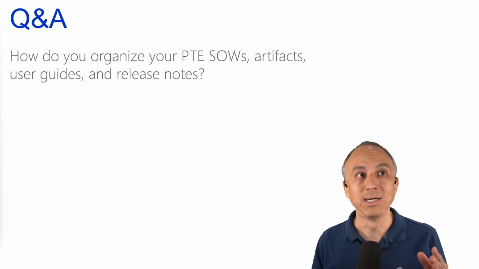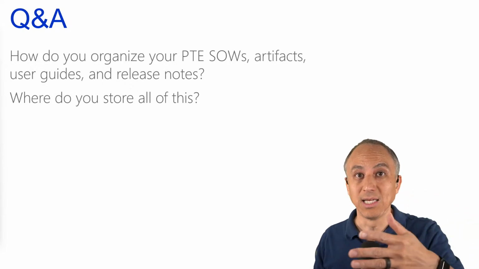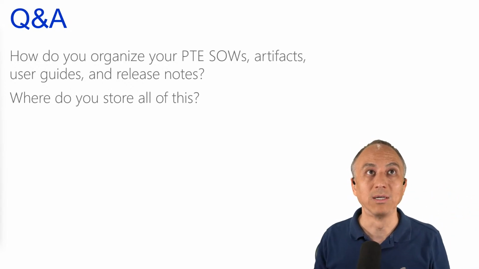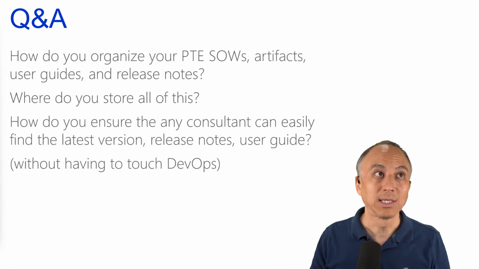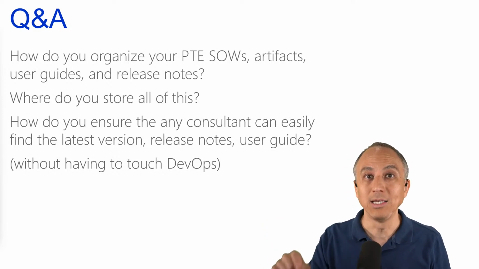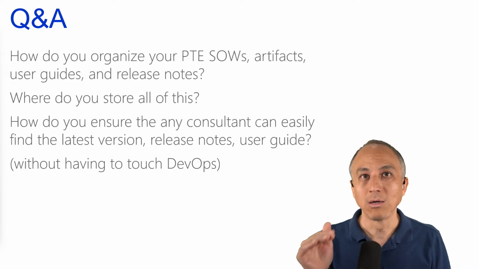I want it in one place. I'm on a mission. Where do you store all of it? Is it CRM? Is it SharePoint? Is it some other place? I don't know. We'll figure that out. How do you ensure that any consultant can easily find the latest version? I do not want anyone other than my developer and me to dig through DevOps. It's the wrong place to go.